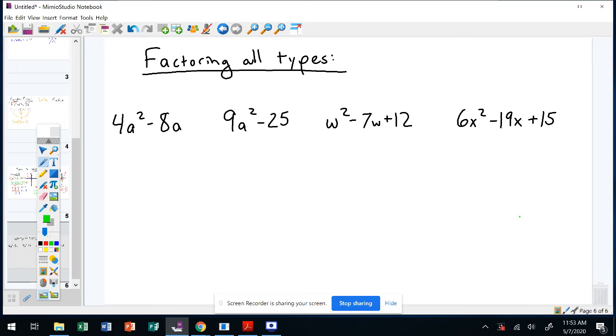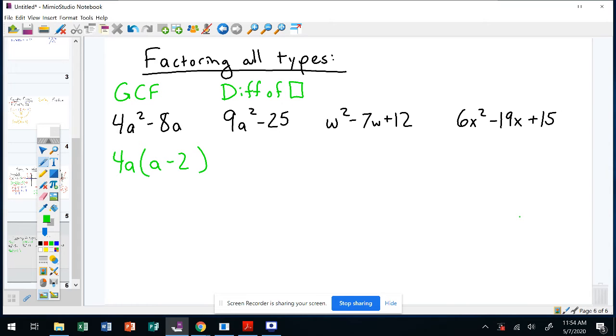All right, the first type of factoring is greatest common factor. And the reason I know that is that there is a number in common. The number in common is a 4, and this one also shares an a, so I can pull an a out, and I'm going to be left with a minus 2. The second type is difference of squares.